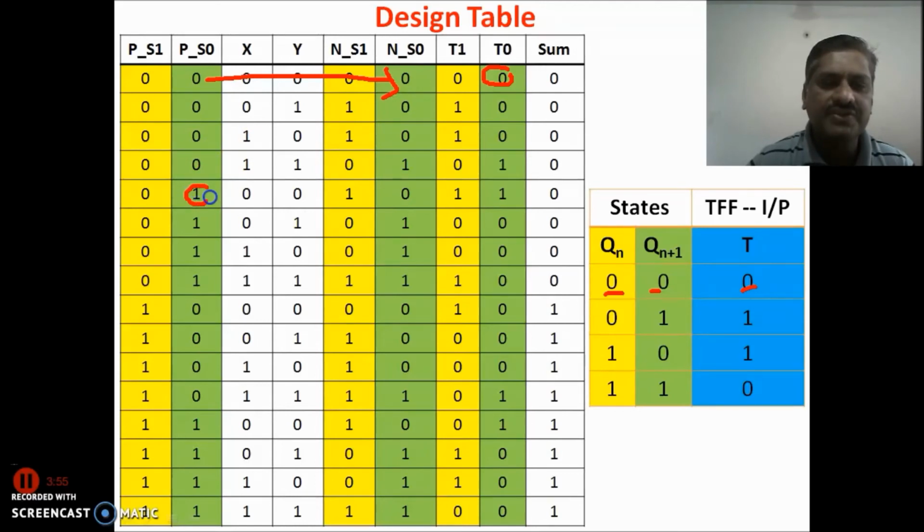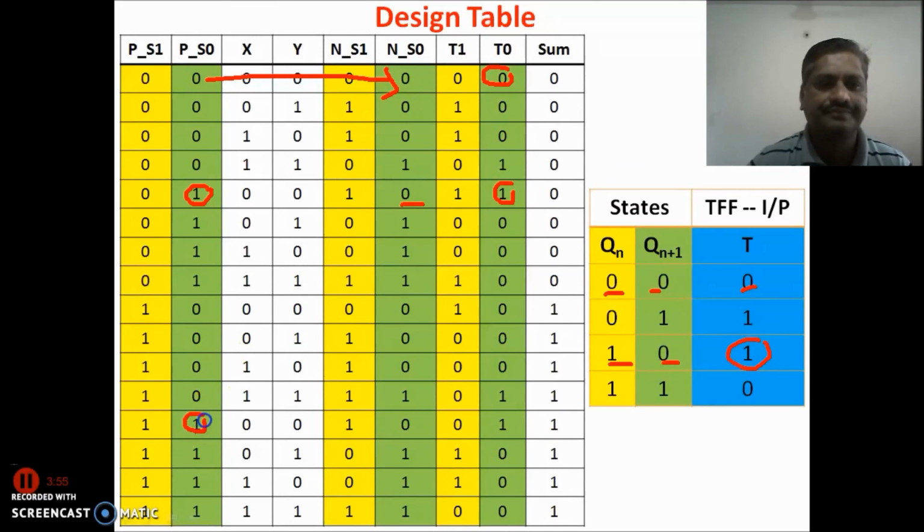Similarly, I will take random cases. Now here the present state is 1 and the next state we want is 0. Present state is 1, next state we want 1. In that particular case, the input applied should be 1 for this case, that is for T0. And so on. I will take another random case here.